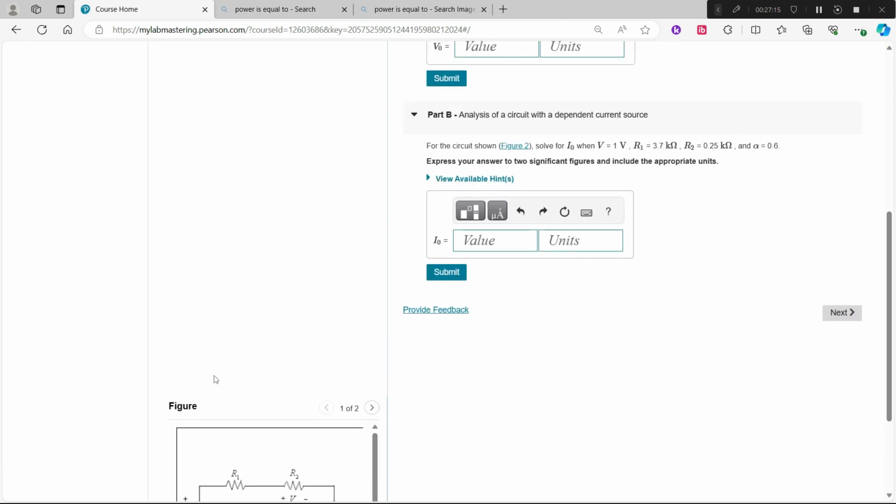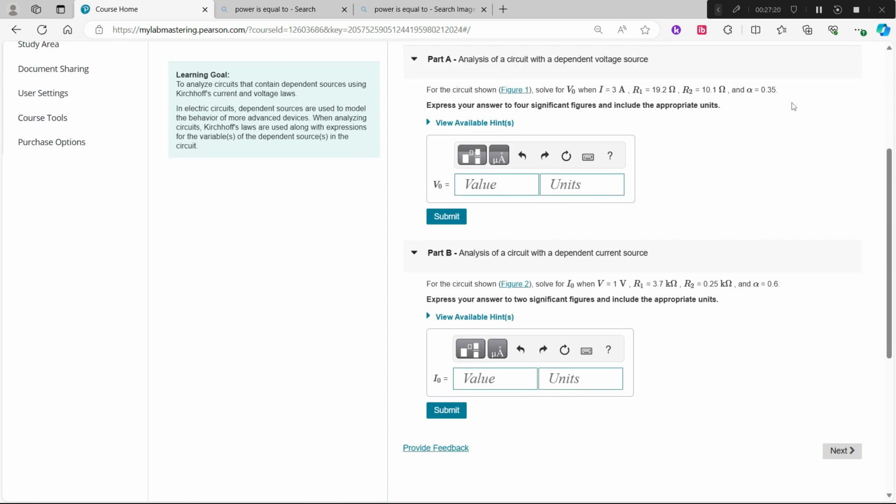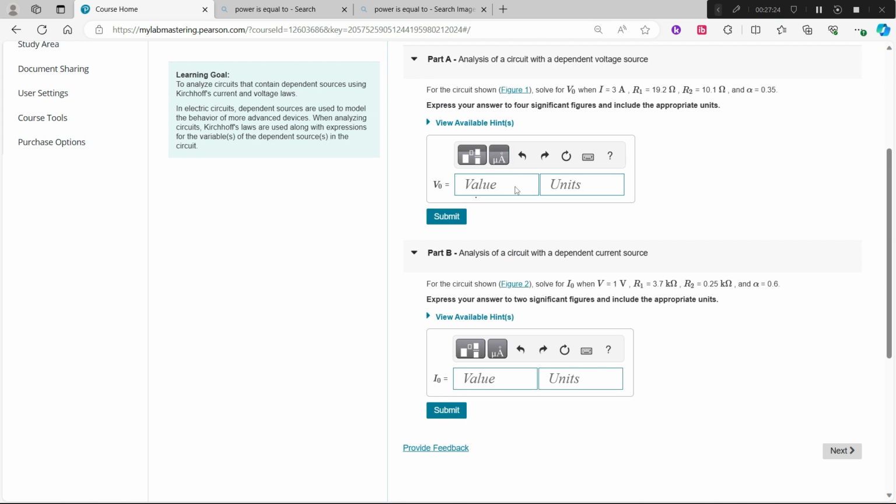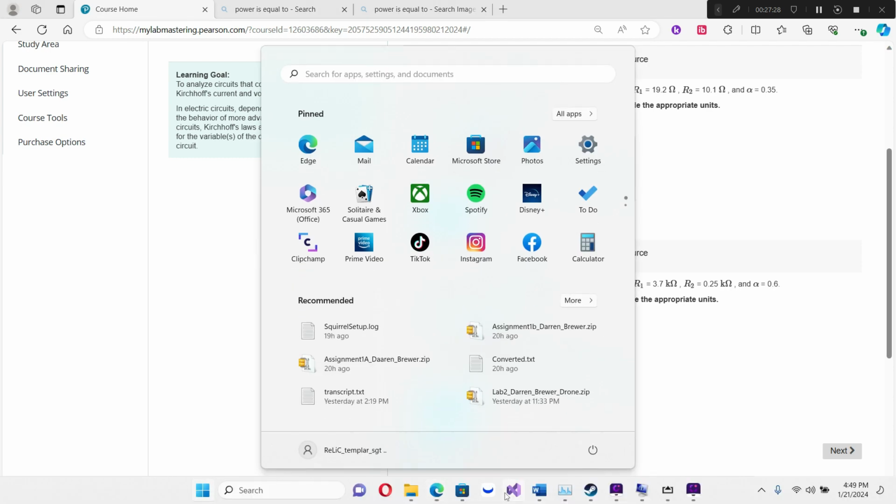Where's I sub 0 at? We know the current. Are we given the current? Yeah, we're solving for V naught. That's for question 2. We're not worried about that. Okay.